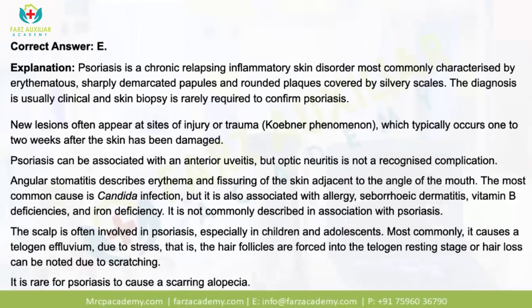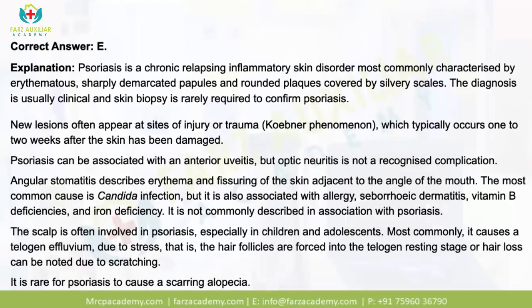Psoriasis can be associated with anterior uveitis but not optic neuritis. Angular stomatitis means inflammation of the angle of the mouth, and it's commonly associated with candida infection. It can be associated with allergy, seborrheic dermatitis, vitamin D deficiency, and iron deficiency. It is not commonly associated with psoriasis. Rather, psoriasis is known to be associated with geographic tongue.